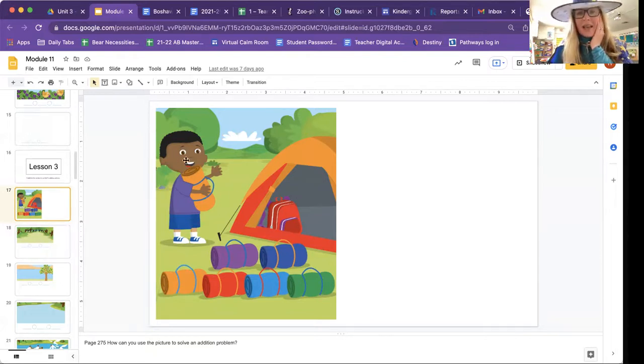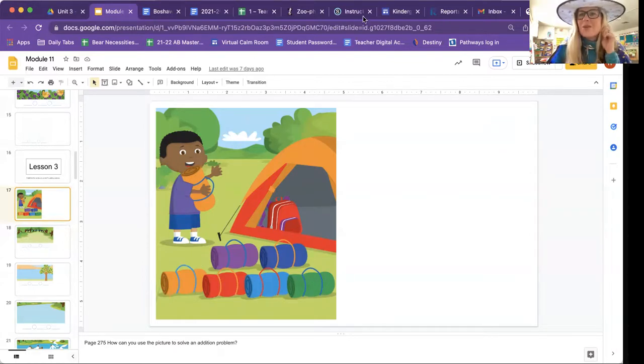I'm going to give this guy a name. Let's say his name is Kellen. All right, so here's Kellen, and it looks like Kellen's going camping with maybe a lot of friends. So here's my story. Maybe you got a different one. Kellen unloaded 6 sleeping bags from the car. 1, 2, 3, 4, 5, 6. 6 sleeping bags. Then he found 1 more. How many sleeping bags does he have altogether?